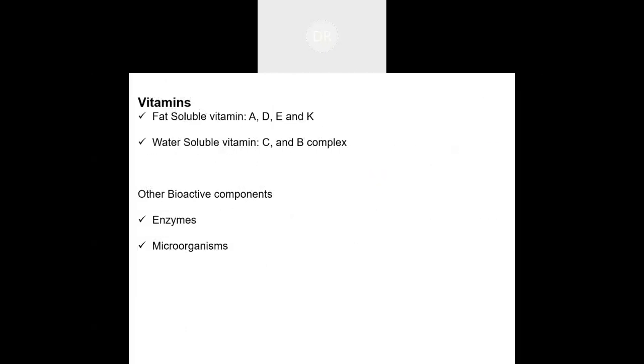Then other bioactive components are vitamins, that is fat soluble vitamins and water soluble vitamins. Then some of the other bioactives are enzymes and microorganisms. Next, all these bioactives are sensitive to temperature, light and oxygen.